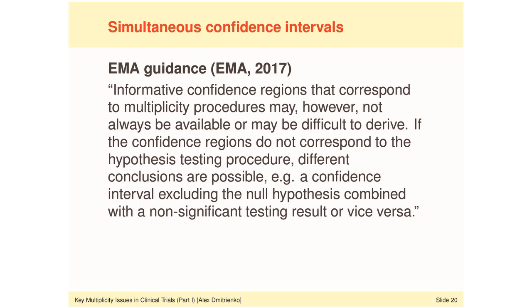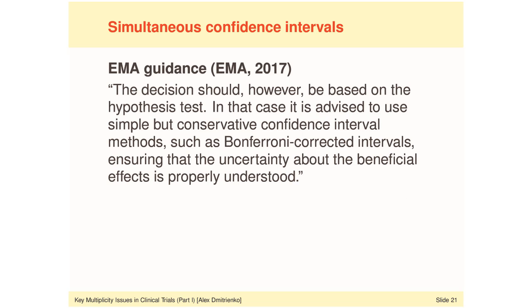Informative confidence regions that correspond to multiplicity procedures may, however, not always be available or may be difficult to derive. If the confidence regions do not correspond to the hypothesis testing procedure, different conclusions are possible. For example, a confidence interval excluding the null hypothesis combined with a non-significant testing result, or vice versa. And this quote continues on the next slide. The decision should, however, be based on the hypothesis test. In that case, it is advised to use simple but conservative confidence interval methods, such as Bonferroni corrected intervals, ensuring that the uncertainty about the beneficial effects is properly understood.